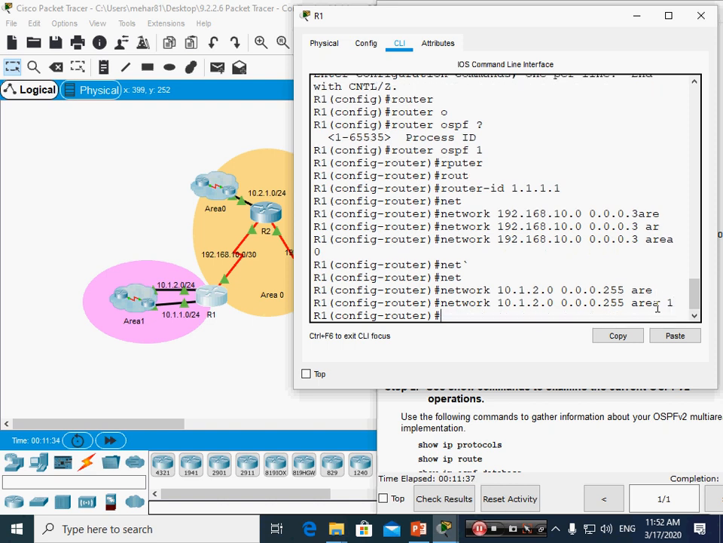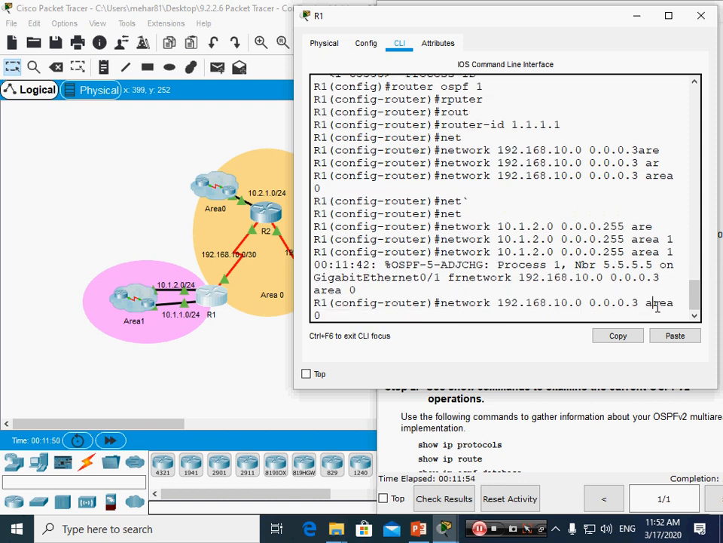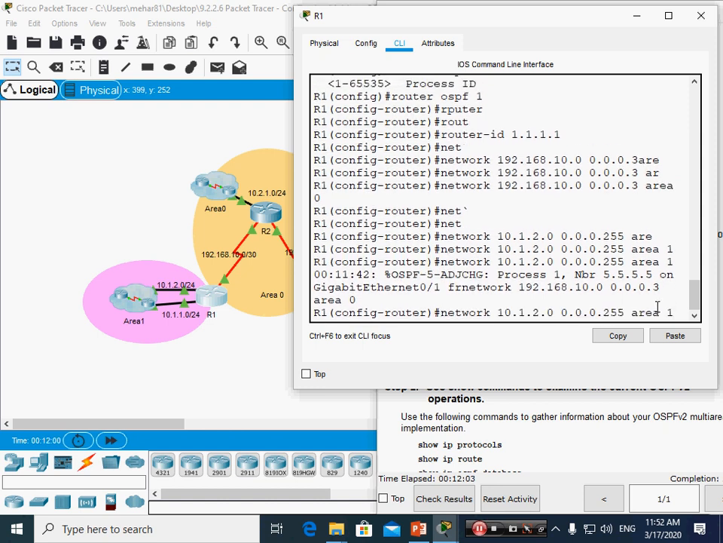Then the other network. It is also in the same area. This is 2.0 and 1.1. Sorry, yes, so here 192.168.10.1.1.0. Okay, this is again area 0. So now I configure this network.